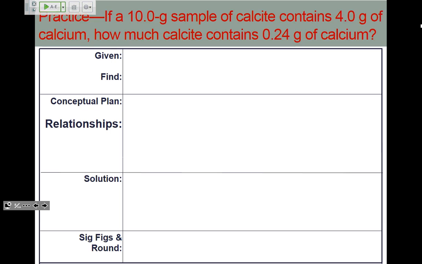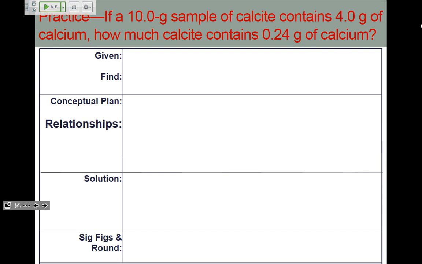So here's another example, and this is what I was alluding to. Let's say we have a 10 gram sample of calcite. You don't know what calcite is, and you don't need to know what calcite is at this point. And it contains 4 grams of calcium. We want to know how much calcite we need to have 0.24 grams of calcium. And we don't know what else is in calcite. Well, you don't. I might, but we don't even know the full formula.